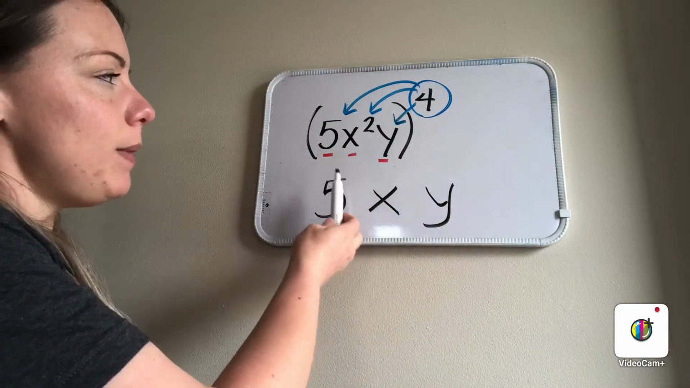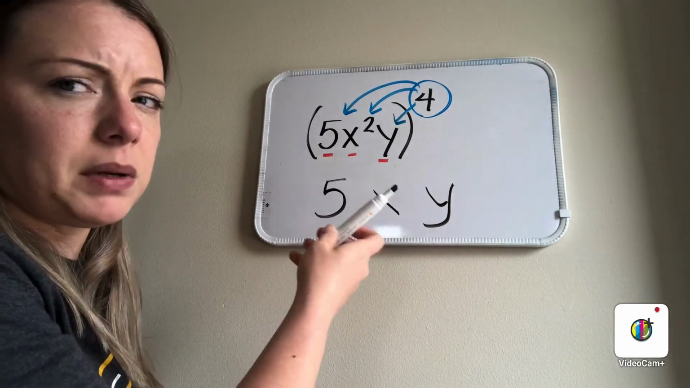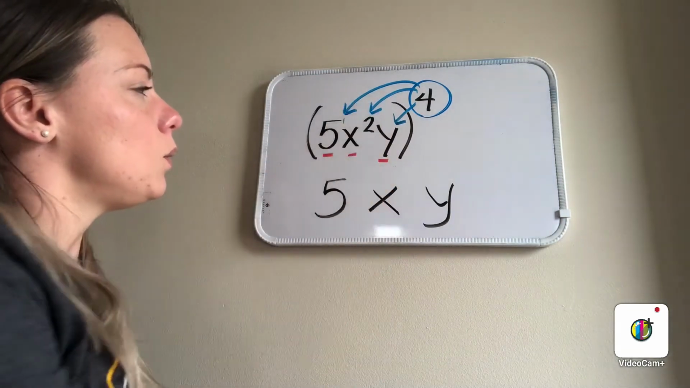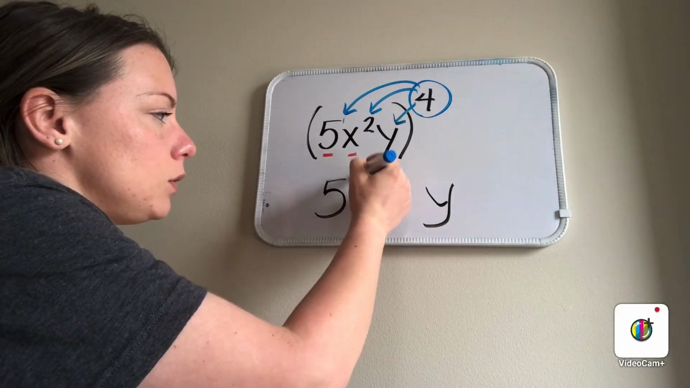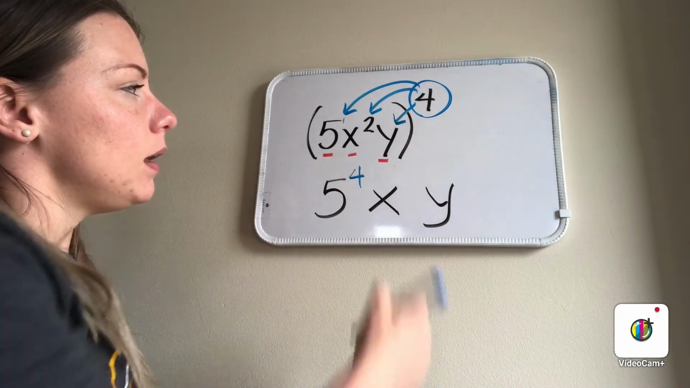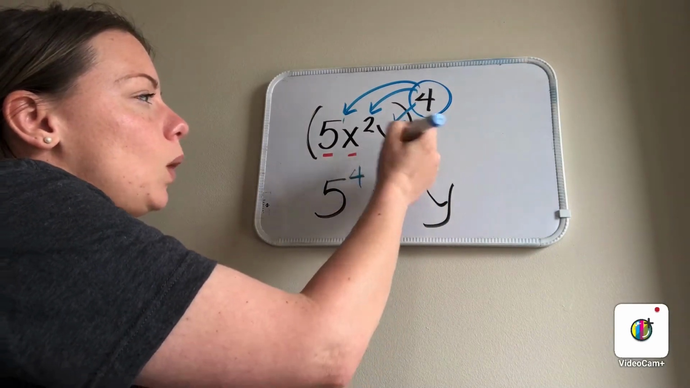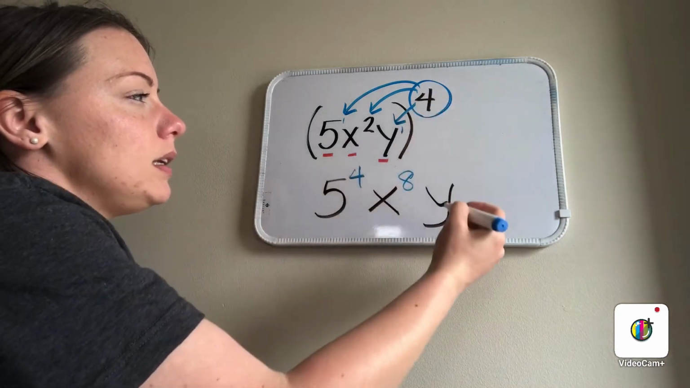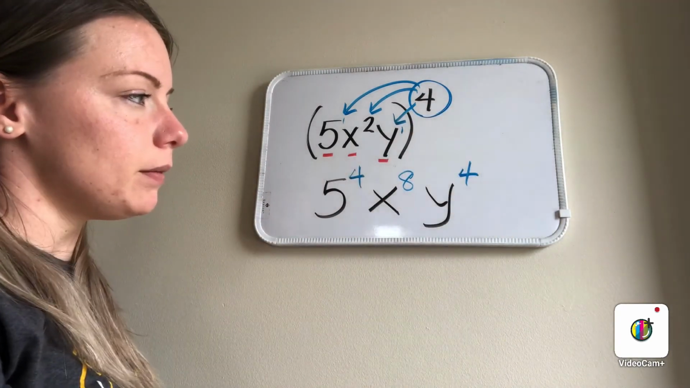So let's get back to this 5. I said it doesn't look like it has an exponent, but it does. So 5 has an exponent of 1. So when I multiply 1 by 4, I get 5 to the 4th power. Then I have 2 times 4, which is 8. And then y has an exponent of 1. So it's going to be 1 times 4. So it becomes y to the 4th power.